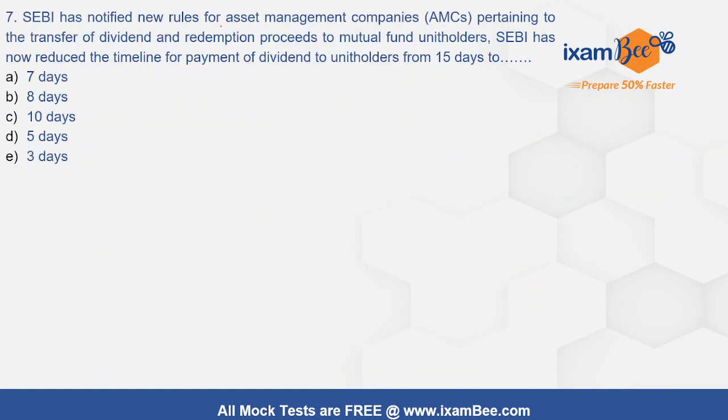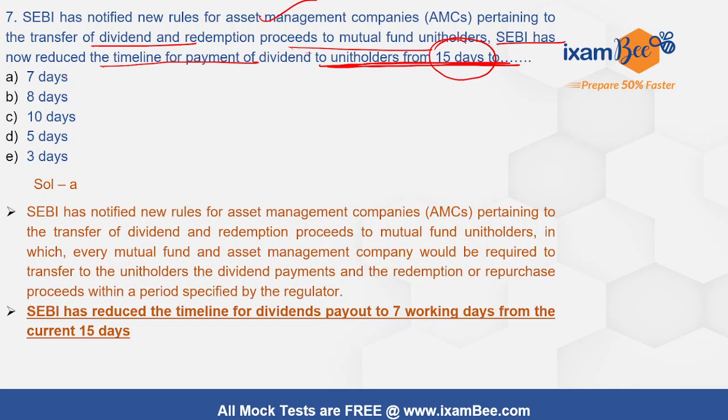So another is, SEBI has notified new rules for asset management companies pertaining to the transfer of dividend and redemption proceeds to mutual fund unit holders. SEBI has now reduced the timeline for payment of dividend to unit holders. Certain timelines have been changed for the payment of dividends and redemption proceeds to these unit holders. The timeline for the payment of dividend was 15 days. Now it has been reduced to 7 days.